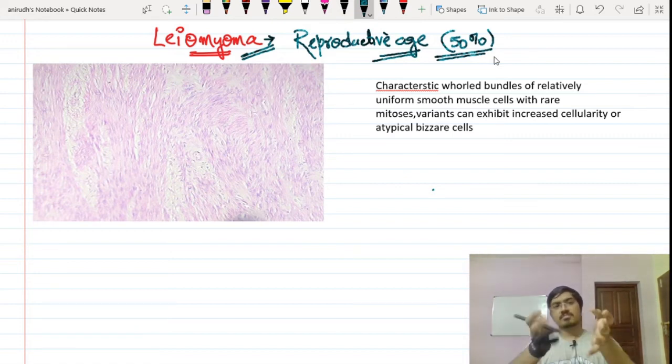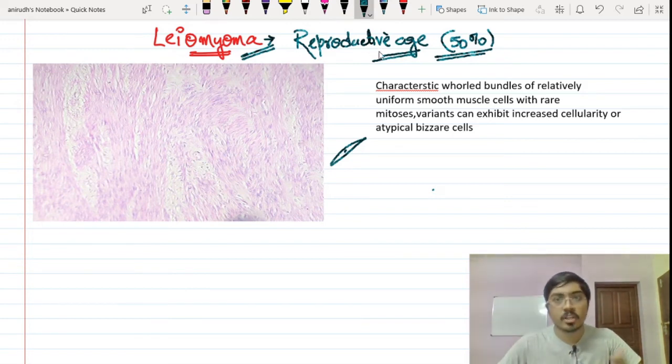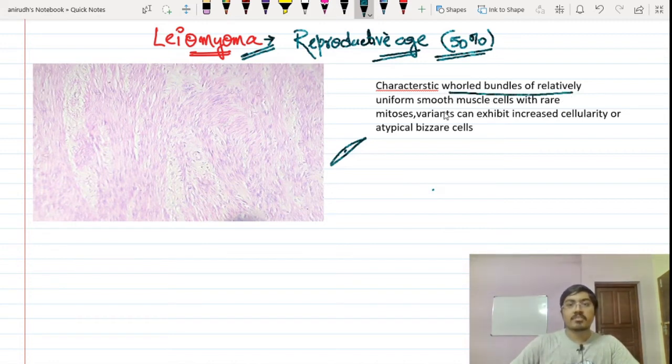leiomyoma, isn't it? So when I have an image like this, the first impression that I get is that this is full of smooth muscle cells. How do I understand that these are smooth muscle cells? Because of the typical morphology of smooth muscle cells, which are spindle type cells with a nucleus in the center, isn't it? Something like that is seen over here, and there are whorls of cells like this. Bundles of smooth muscle cells can be seen, and it is highly uniform. Highly uniform shows that it is almost a benign phenomenon. So you can see here whorled bundles of relatively uniform smooth muscle cells with rare mitosis. This is the picture that you get whenever you see the microscopic view of leiomyoma.